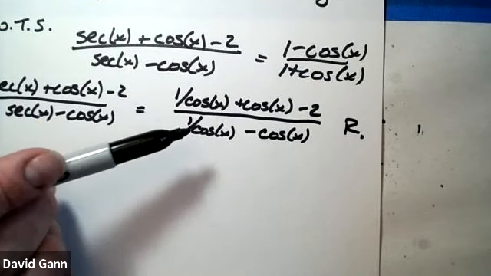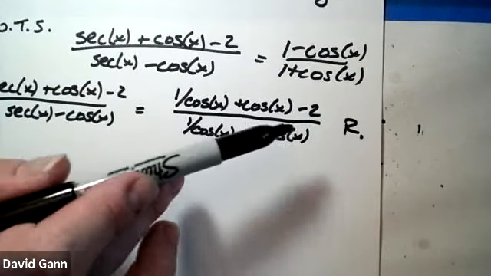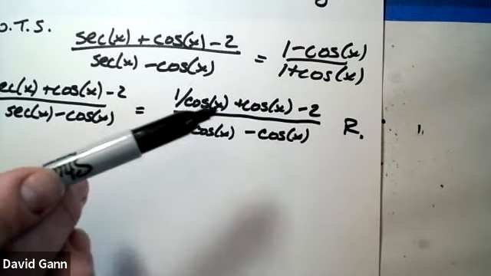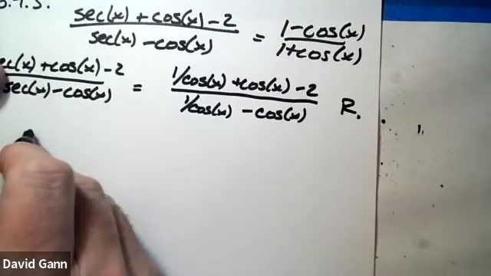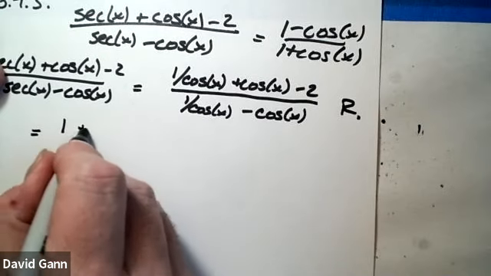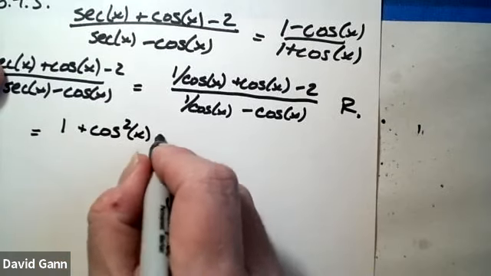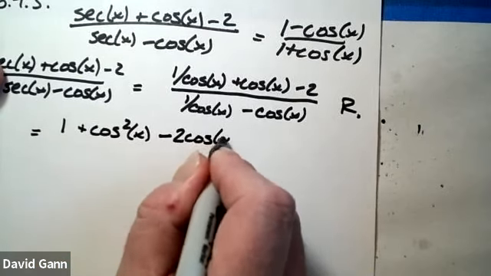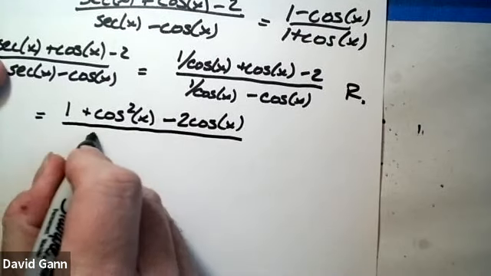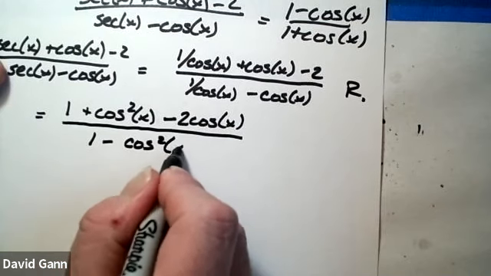And in order to get rid of the complex part of it, I'm just going to multiply by the reciprocal of all internal terms, which is just cosine of x. So everything gets hit with a power of cosine of x. So we end up with 1 plus cosine squared of x minus 2 cosine of x in the numerator. And in the denominator, we have 1 minus cosine squared of x.